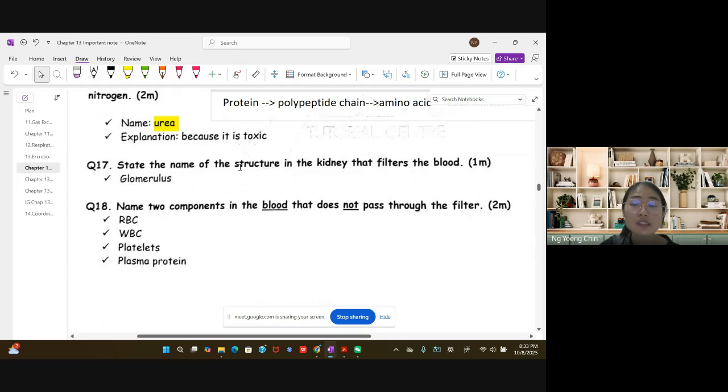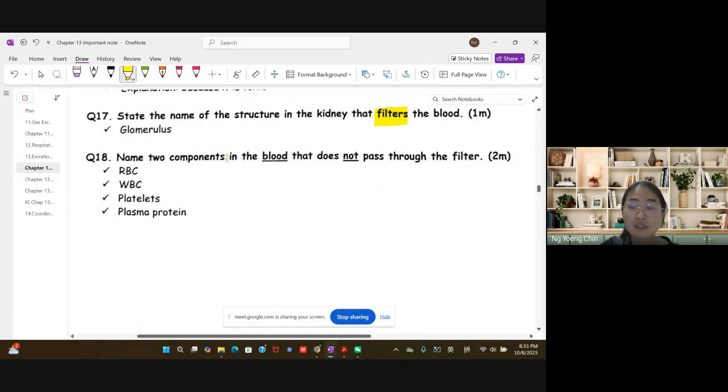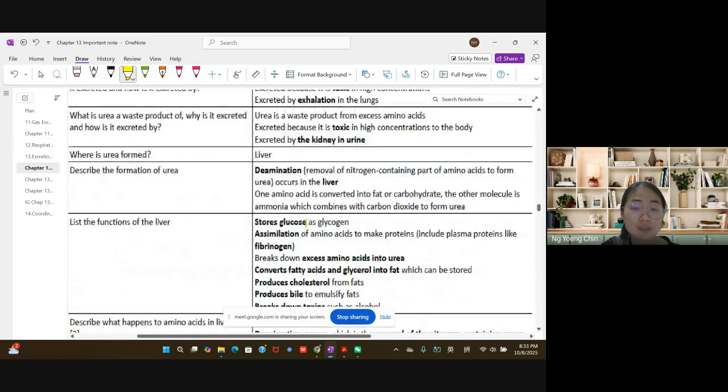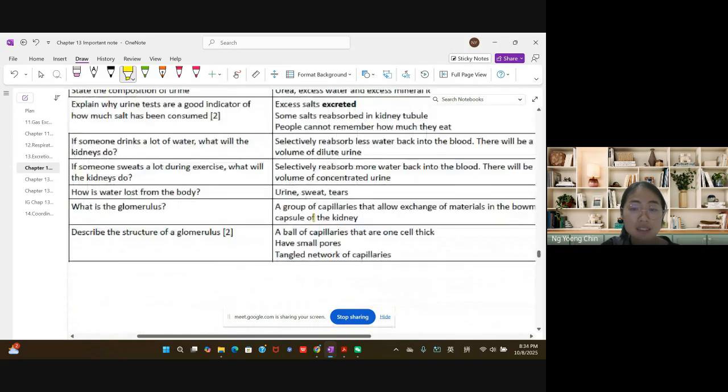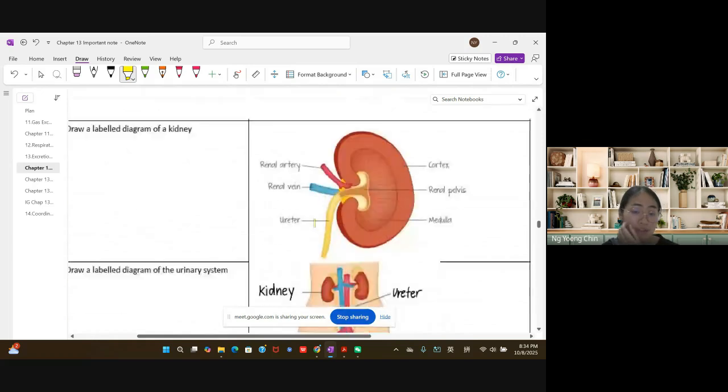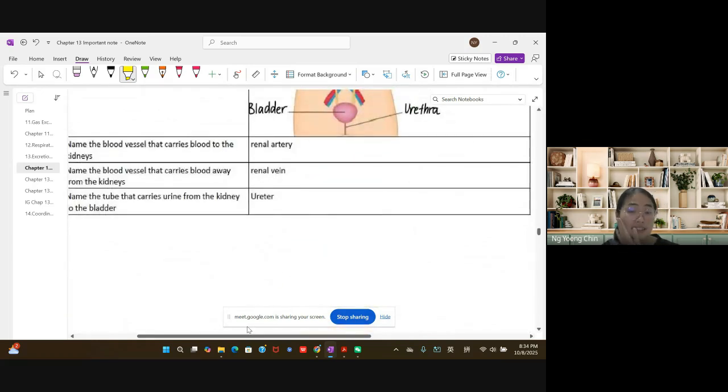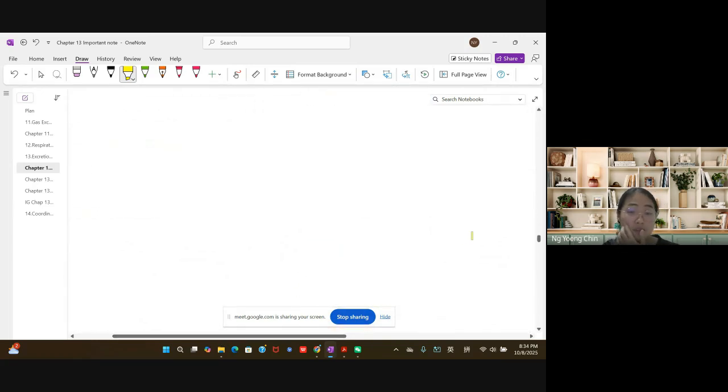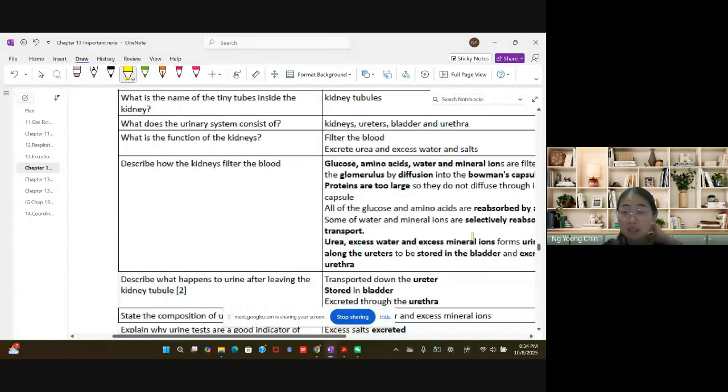So what structure in the kidney filters the blood? The answer will be the glomerulus. Because of the word filter, always answer the question based on keywords. Filter refers to ultrafiltration. Also, if a component is too large, it cannot pass through the filter. Okay, I finished already. For this one, you just read by yourself. All the important answers and points are already included in here.